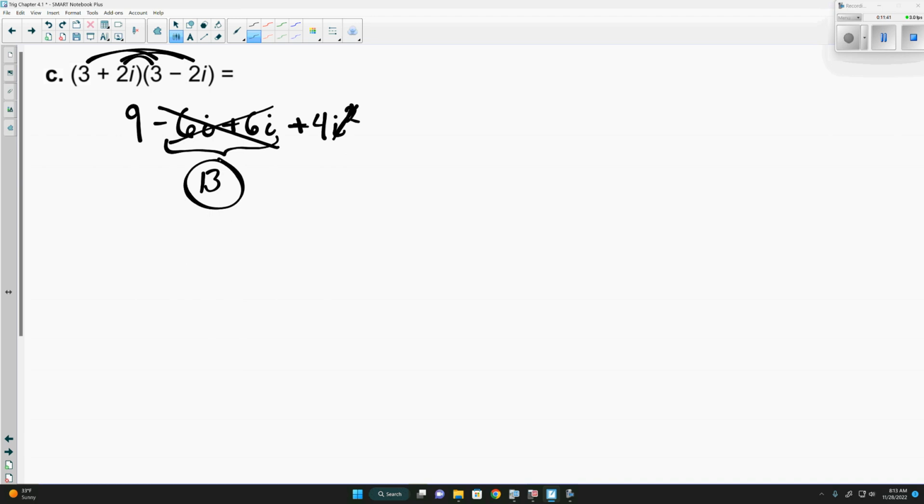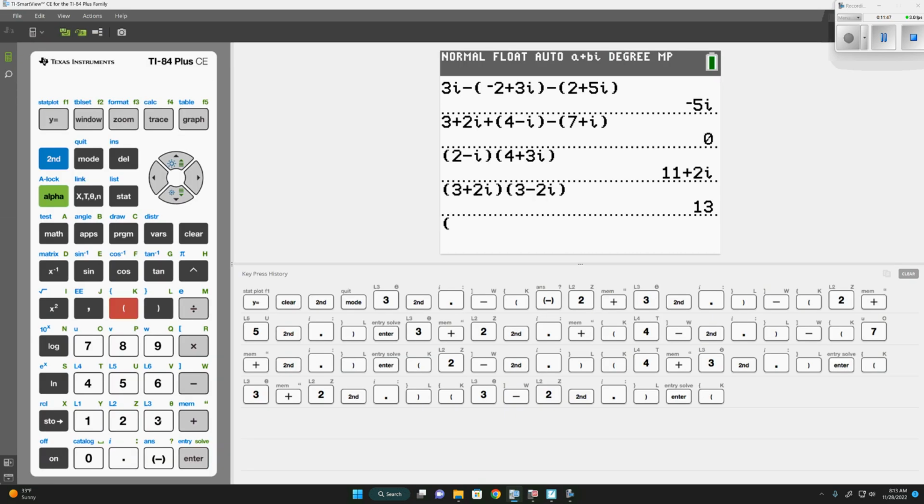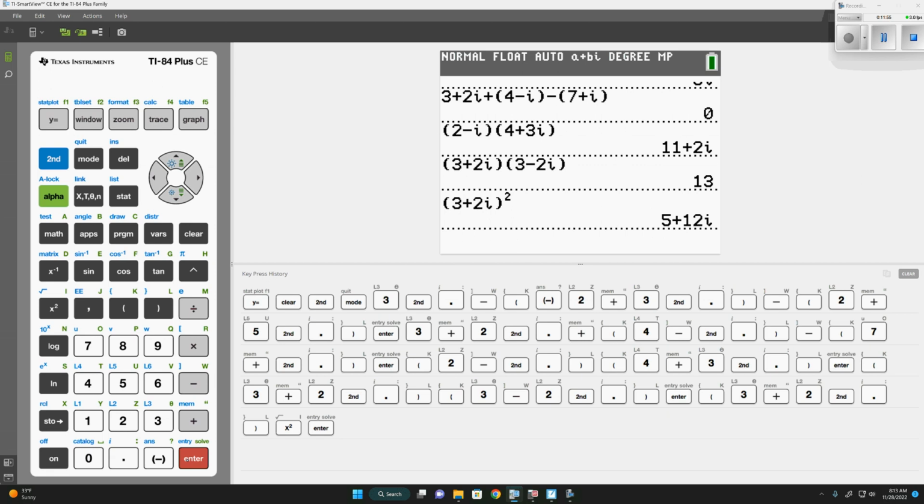Even the next one. We have 3 plus 2i squared. We can do this in a calculator. 3 plus 2i squared. 5 plus 12i.